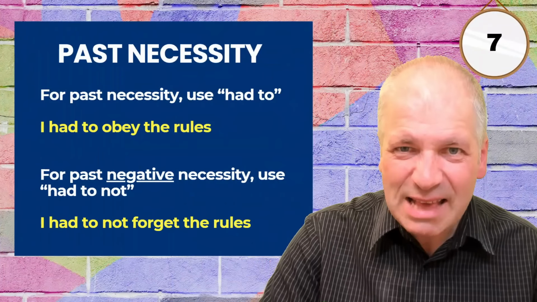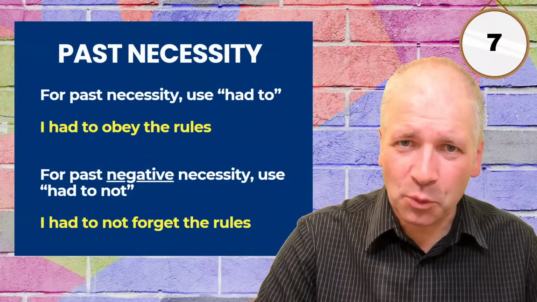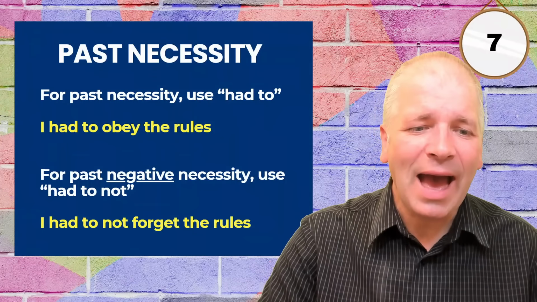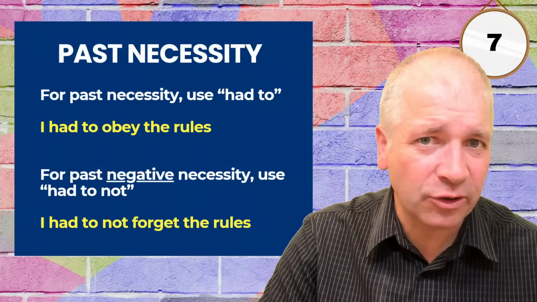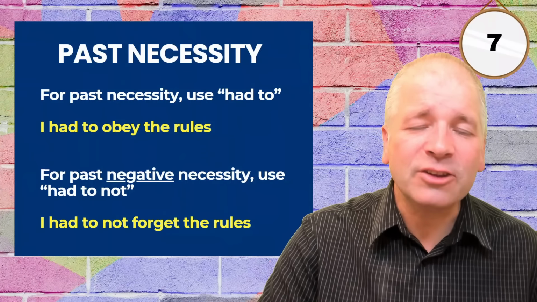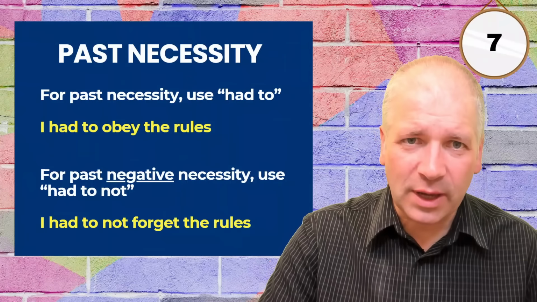For past necessity, use had to. I had to obey the rules. You cannot use must in this way. It needs to be had to. You could also use need to as well. For past negative necessity, use had to not. I had to not forget the rules.